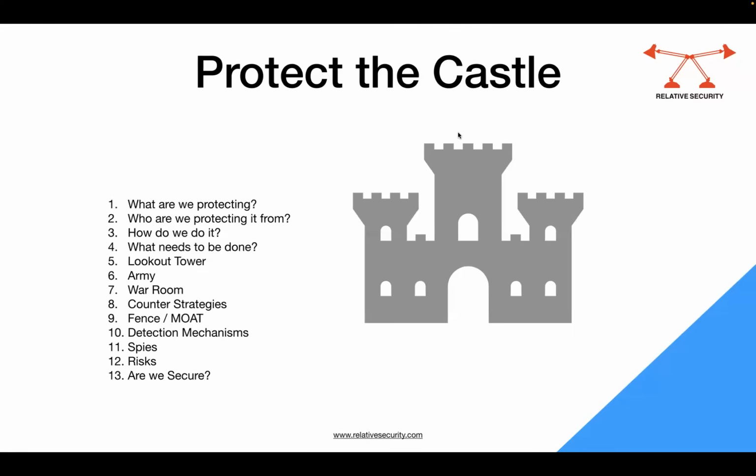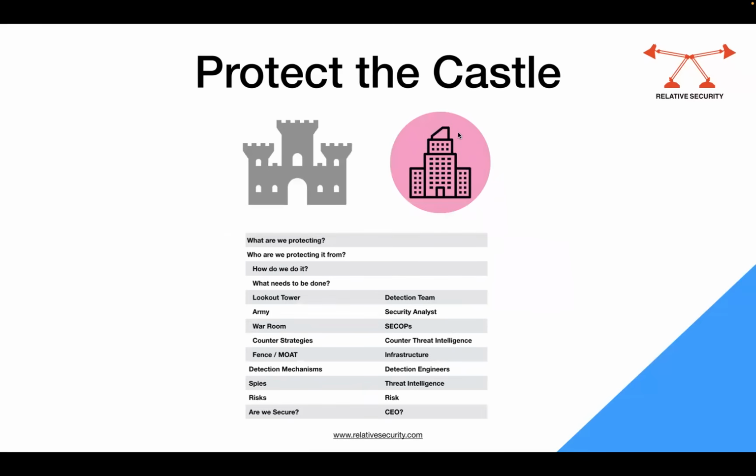Let's map this particular example with your organization. Now we have over here the same list of things that we saw in the last slide. The first thing is, what are we protecting? In the case of the castle, it could be the castle itself, it could be a person inside, it could be the treasure. The same goes with your company.